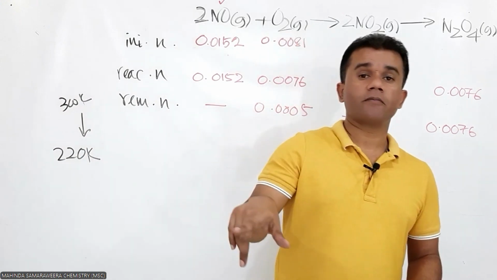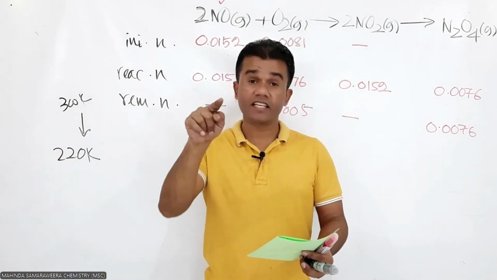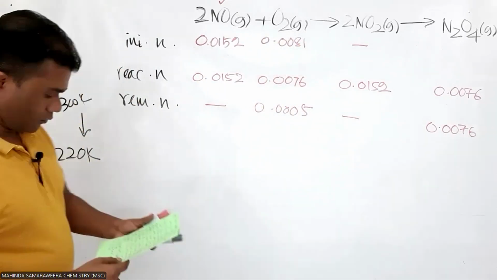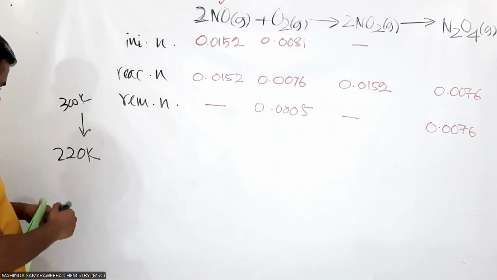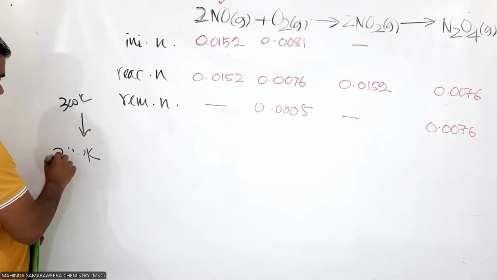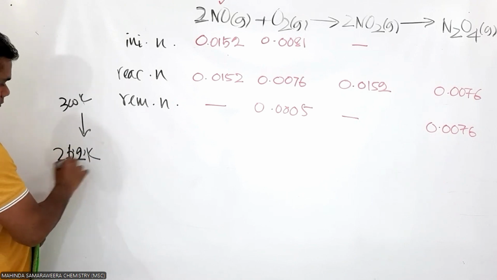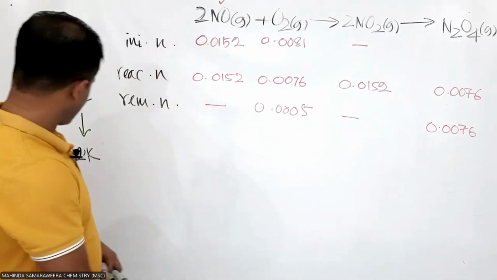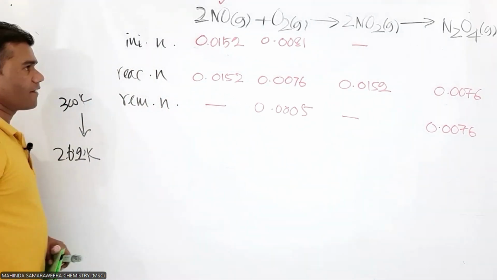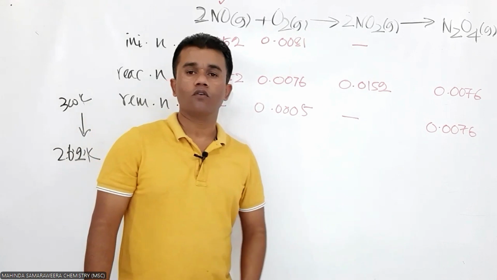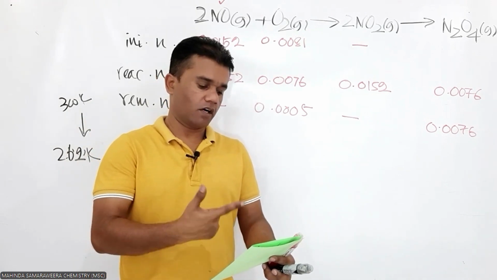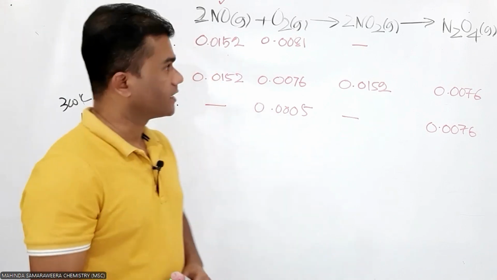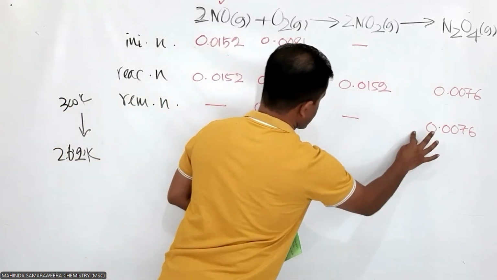Once you reduce the temperature, there is one important thing given at the beginning: 262. At 262 Kelvin or a temperature less than that, the physical state of N2O4 becomes solid. It's given at the beginning. At 262 Kelvin, N2O4 is a solid. So it is a solid at that condition.